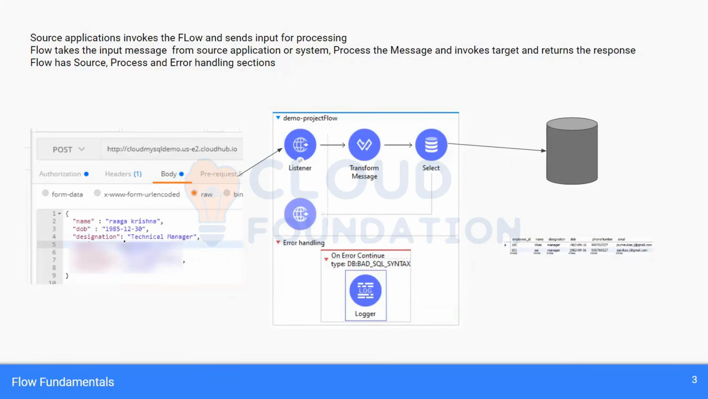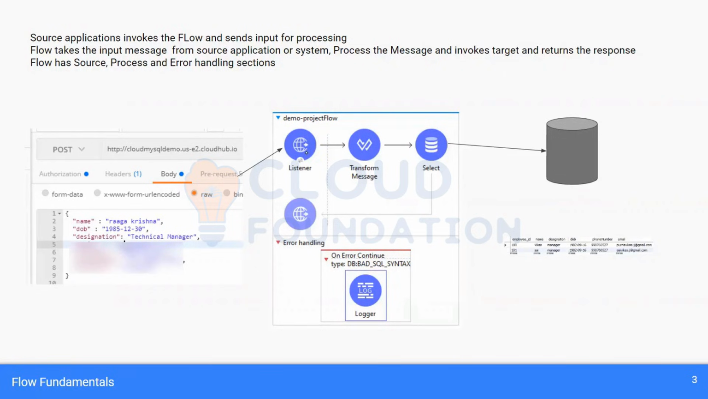But in some cases, you will get messages from one database and you need to put the same message into a different database. In that case, instead of an HTTP listener, you put the database listener. If the source is also a database and the target is also a database, in that case the listener is the database, right?